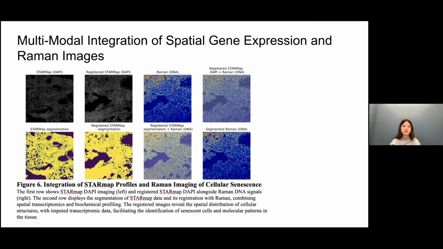As we move forward, we're continuing with downstream analysis of the integrated STARmap and Raman dataset. This multimodal approach is providing us with a new layer of information, revealing subtle patterns in cellular behavior and gene expression that were previously difficult to capture. Our current focus is identifying new cellular senescent features by combining biochemical signatures with spatial transcriptomic data. With this approach, we're able to pinpoint exactly where senescent cells are located in the tissue and how their gene expression correlates with their molecular environment. By integrating these data sets, we can uncover previously unknown senescent markers and cellular interactions that could play a key role in aging and disease progression.